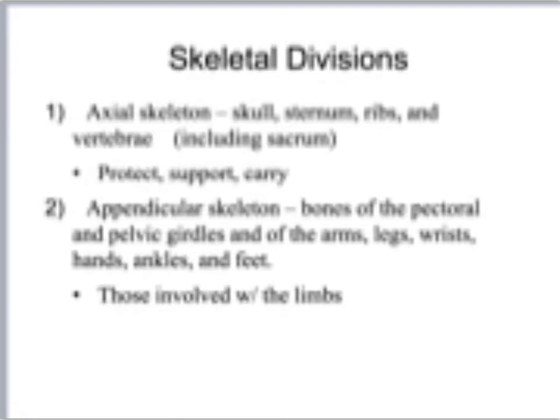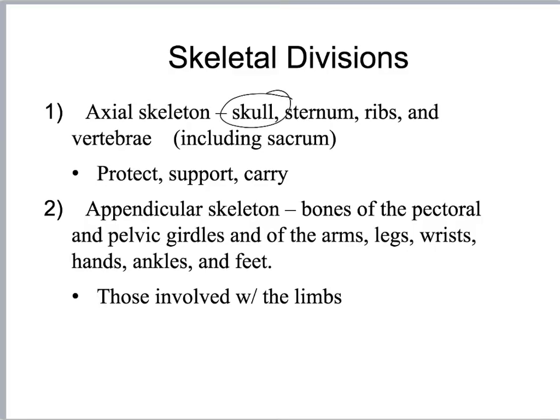Alright, so the skull is going to be part of your axial skeleton. So remember, axis or axial is basically the core, so that's your head and your torso, whereas appendicular sounds like appendages. Alright, so that's going to be your arms and your legs. Okay, so moving on to the next slide.